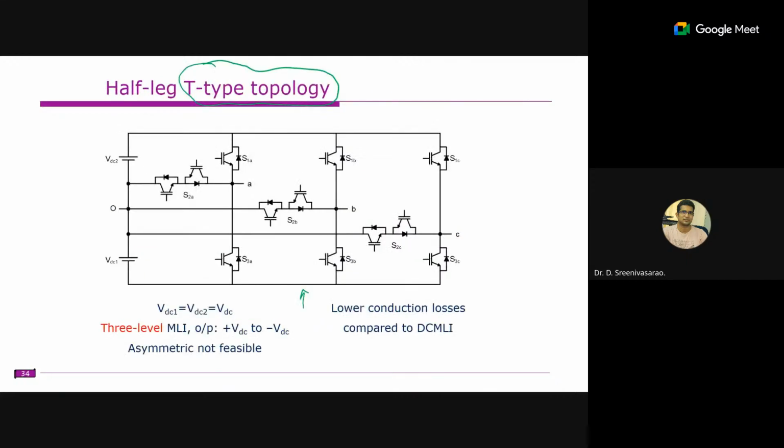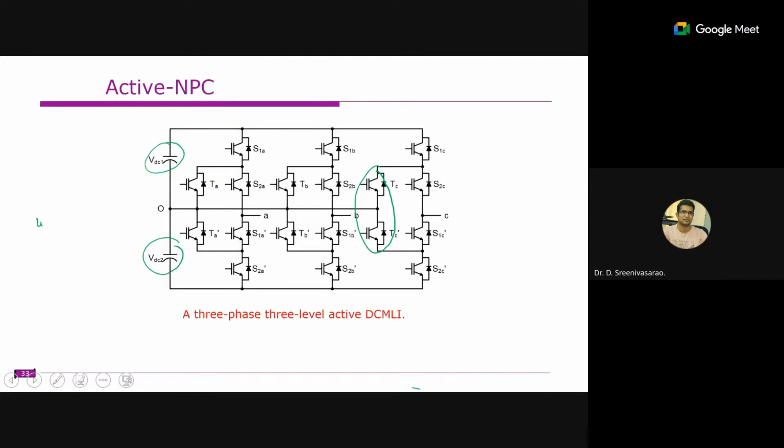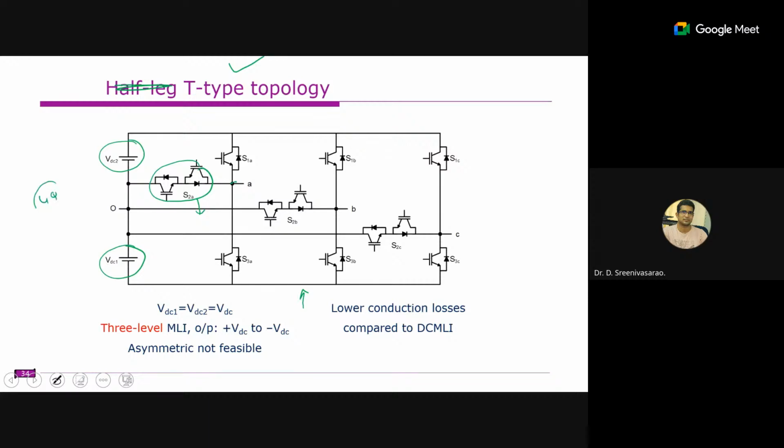Another, as we discussed, is known as the T-type or half-leg T-type topology. Nowadays we mostly call these T-type topologies in general. The circuit is like this. Again, we have two DC sources, and between these two we have this one, which is known as the bidirectional switch. In other words, it's a four-quadrant switch. If you observe, this is a four-quadrant switch.